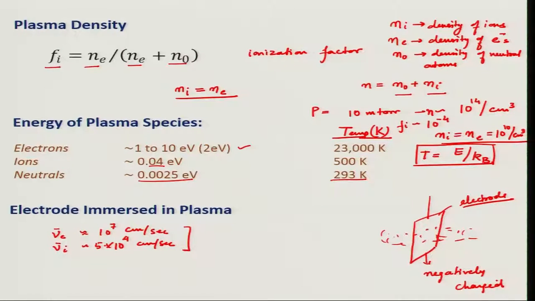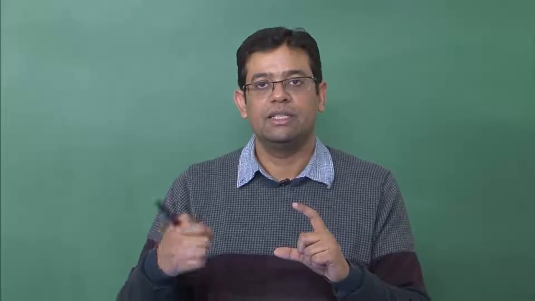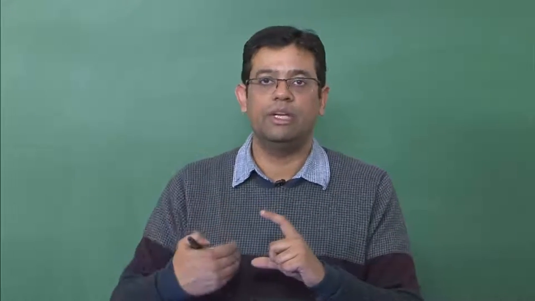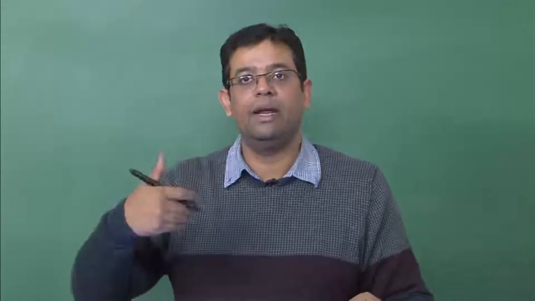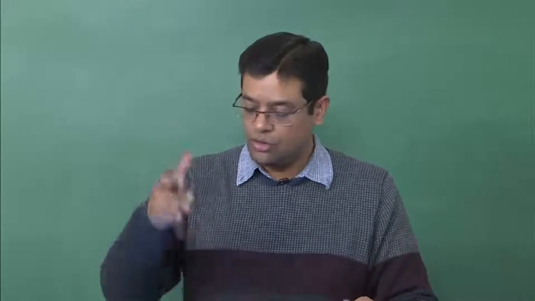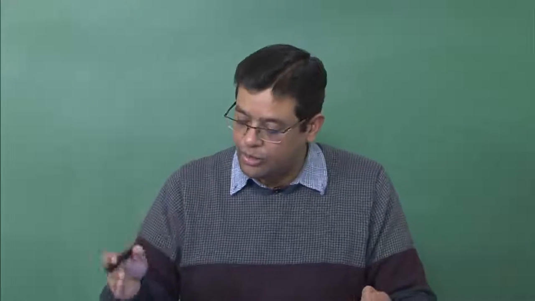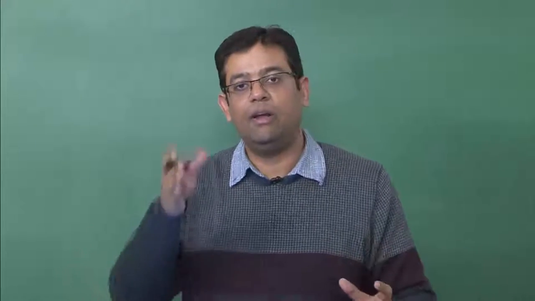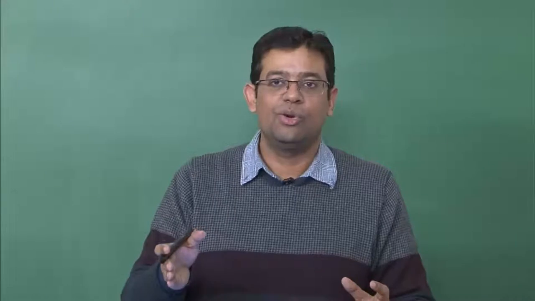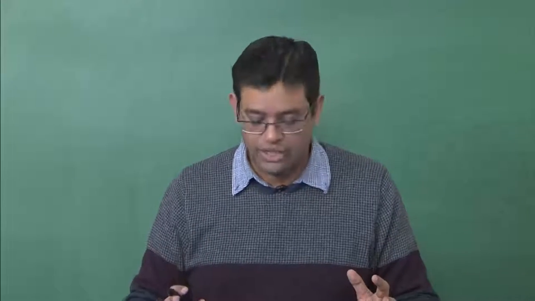So, my electrode will become negatively charged, and when this electrode becomes negatively charged, it will start to repel electrons and attract ions, such that there will be a balance between the two and my electrode will remain negatively charged. So, if you immerse an electrode in a plasma, it will charge itself to a slightly negative potential.